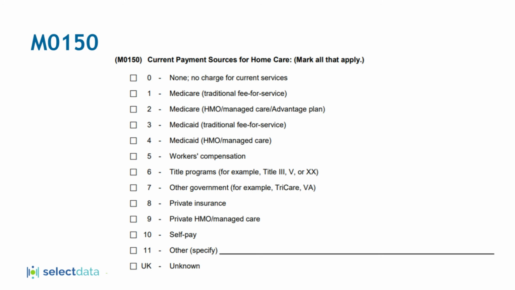Option 5, workers' compensation. Option 6, title programs, for example, Title 3, 5, or 20. Other government agencies is option 7. This would be, for example, TRICARE or the VA. Option 8, private insurance. Option 9, private HMO or managed care. Option 10, self-pay. Option 11, other, where you would document the response. And the final option is UK for unknown.